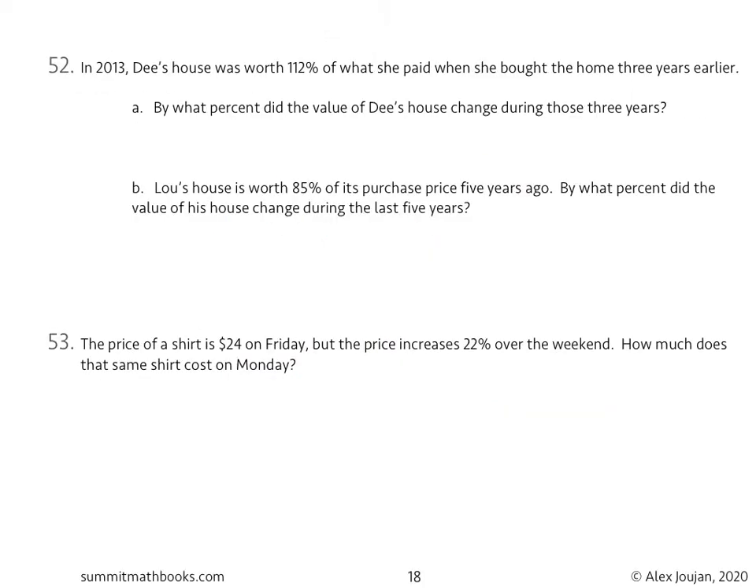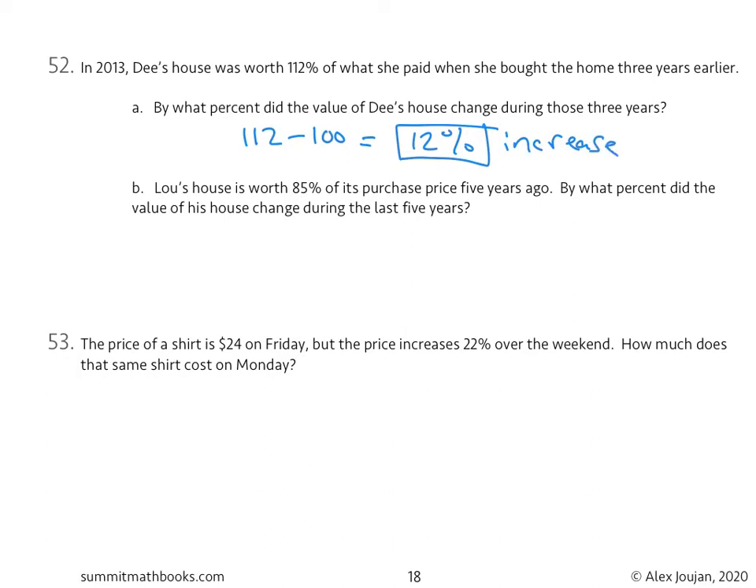52. In 2013, Dee's house was worth 112% of what she paid when she bought the home 3 years earlier. By what percent did the value of Dee's house change during those 3 years? If the house has increased and is now worth 112%, well, it started at 100%. So 112 minus 100 is a 12% increase. And then you could write increase just to clarify that.